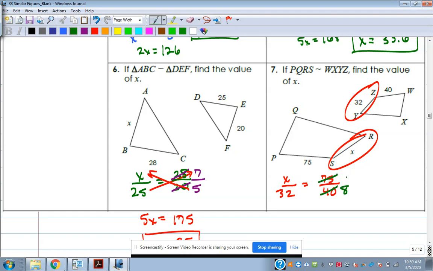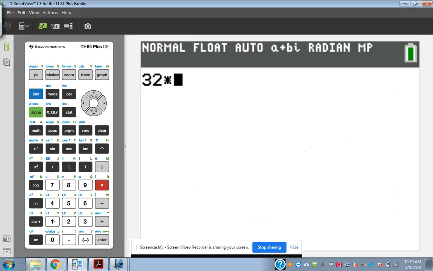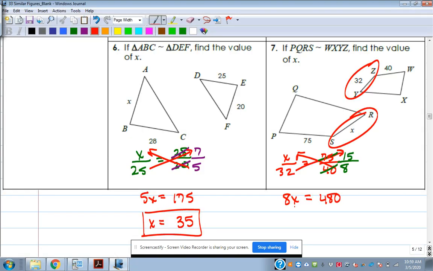8 and 15. And then cross multiply. Still got to multiply 32 times 15 though. 8x is equal to 32 times 15, be 320 plus 150, plus 10. No, 320. How much is 32 times 15? My brain's stopping. 480. Thanks. And then divide. 60.